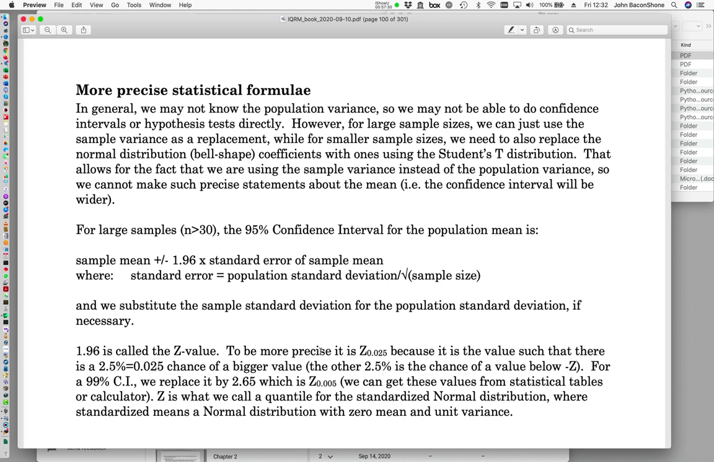Similarly, for a 99% confidence interval, we use 2.65, which is Z 0.005. We can get these values from statistical tables or a calculator, meaning Z 0.005 means there's a 0.5% chance of getting a value bigger than this, another 0.5% chance of getting a value less than minus this. So again, 99% chance of a value inside the interval and a 1% chance of getting a value outside the interval. So these Z values are what we call the quantiles for the standardized normal distribution. Quantile meaning it relates to the chance of getting a value greater than this. And standardized means a normal distribution with zero mean and unit variance.